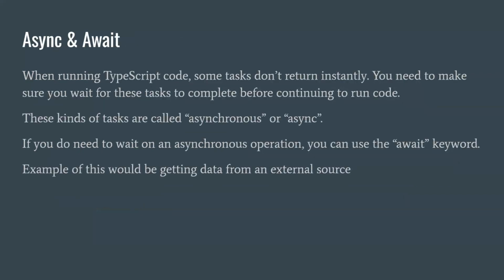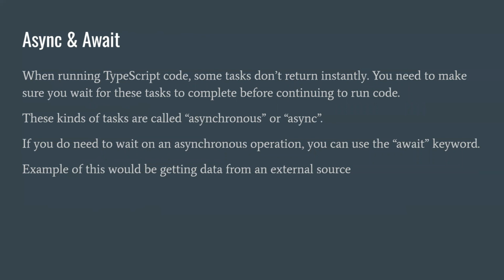All right. So this one's a little bit more complicated. Async and await. When running TypeScript code, some tasks or functions don't return instantly, right? And you need to make sure you wait for these functions to return in order to continue your program. Like, what if I had a function that doesn't return instantly? I call it and then I run the next line of code, assuming that I have the return of that function. Well, it wouldn't work, right? Because we don't have it yet. We have to wait on it.